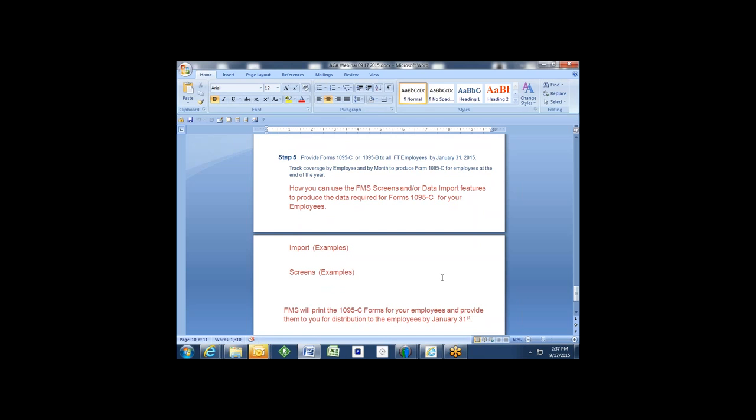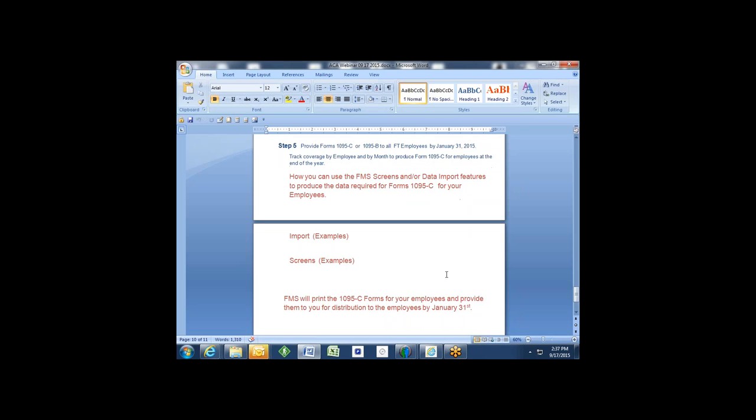They still need to have one of these forms, and there should be a code that explains why they don't have coverage, or it would just be blank, because you're reporting offers, not only those employees that have coverage. Okay, Chris, there you go.